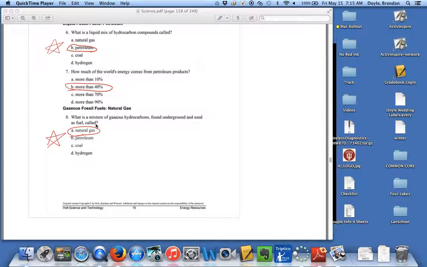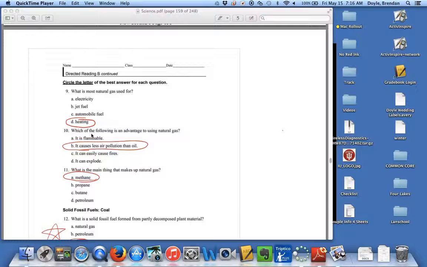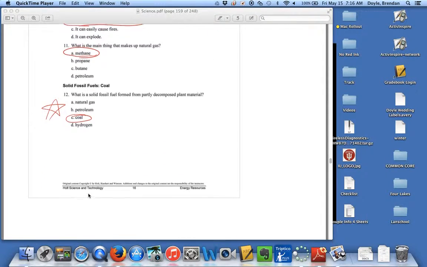Gaseous fossil fuels, what is a mixture of gaseous hydrocarbons found underground and used as fuel called? That's natural gas. 9, what is most natural gas used for? Heating. Which of the following is an advantage to using natural gas? It causes less air pollution than oil. And 11, what is the main thing that makes up natural gas? Methane. A solid fossil fuel is coal.